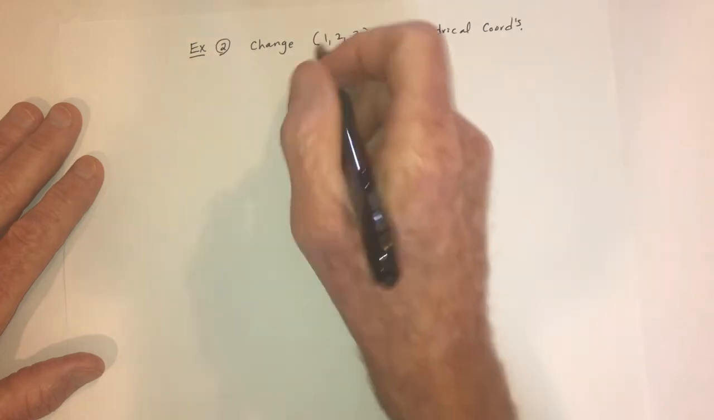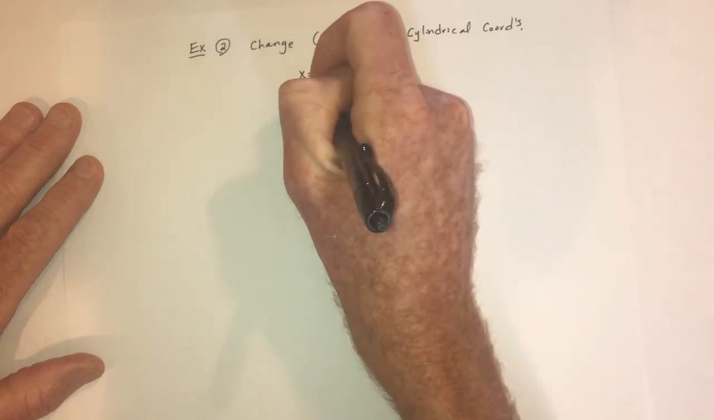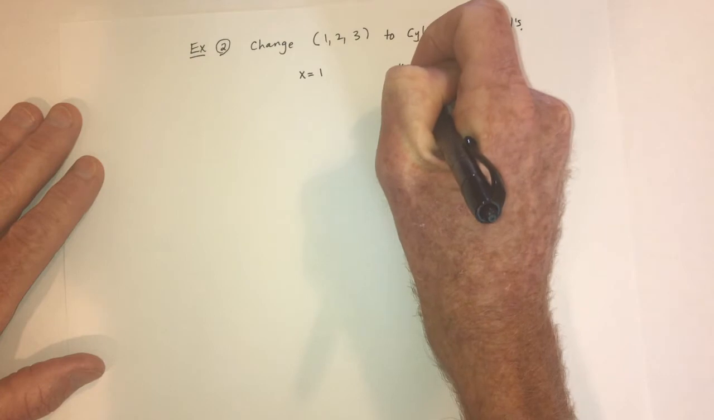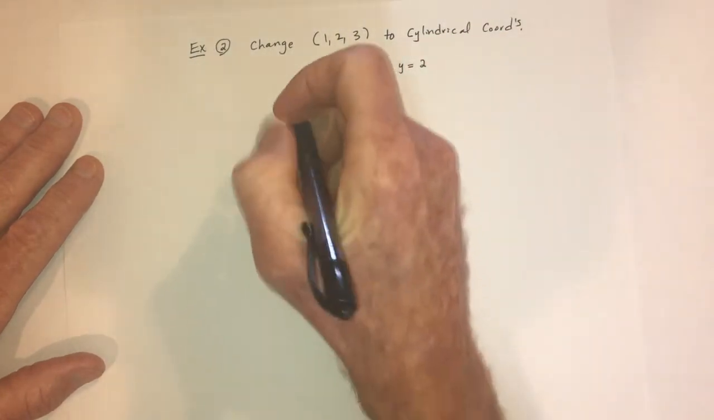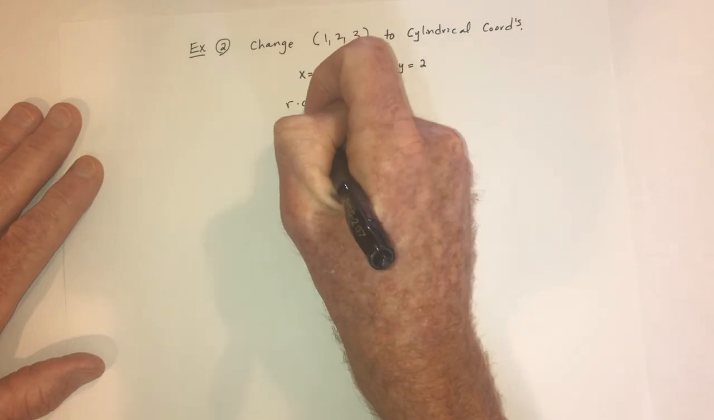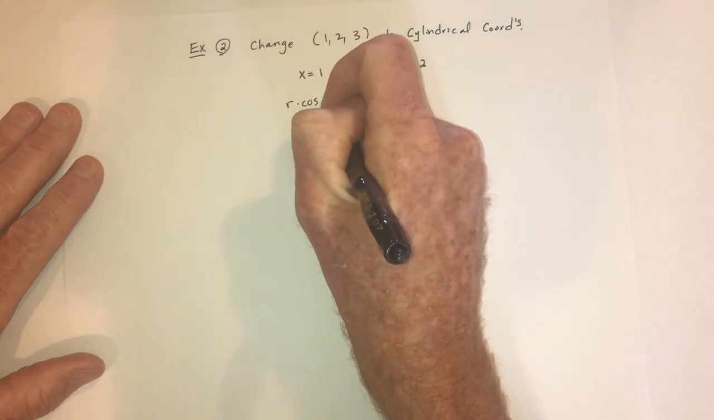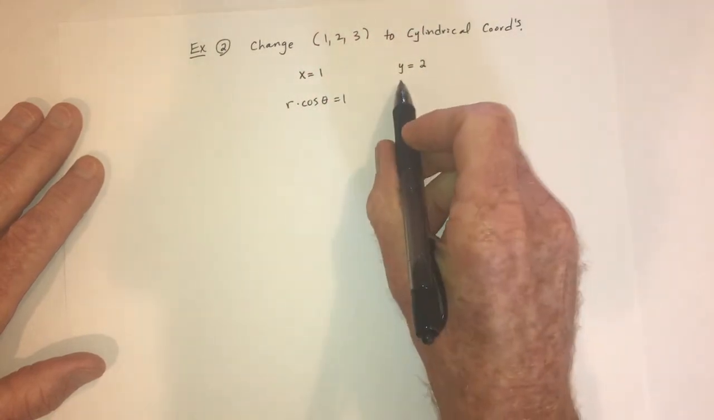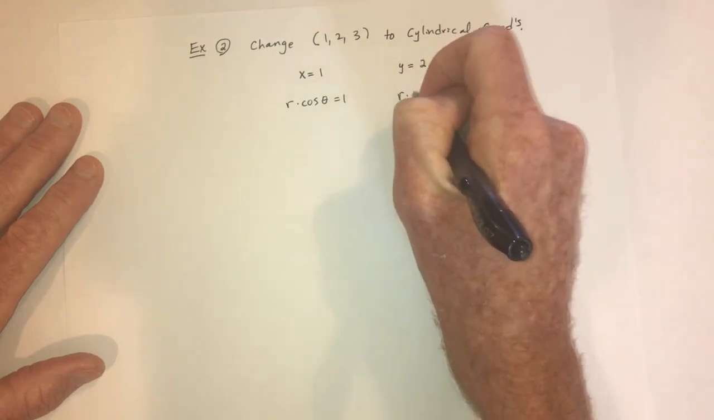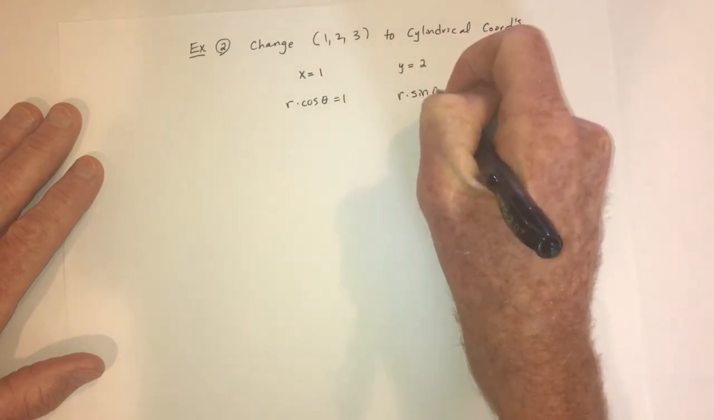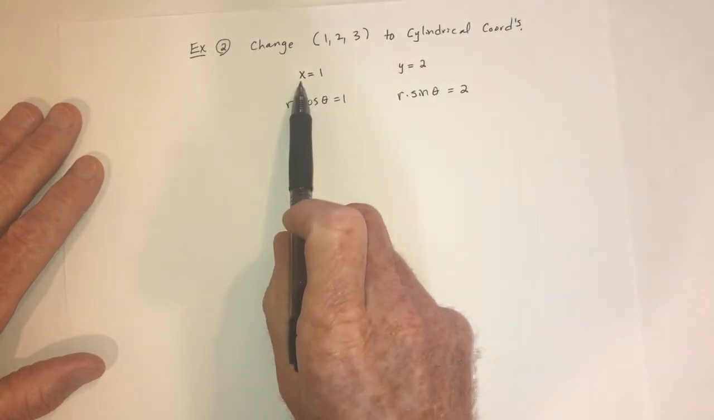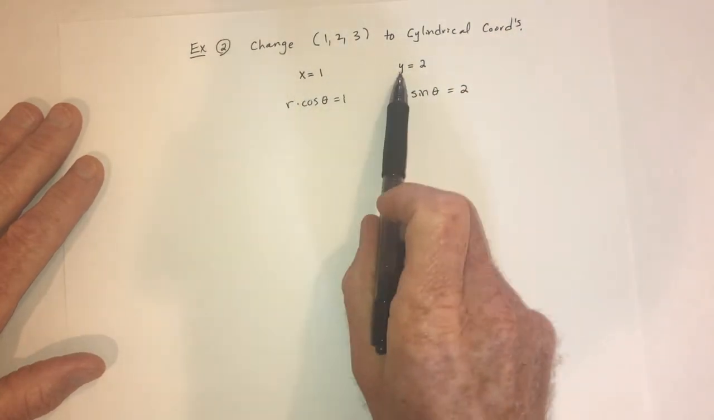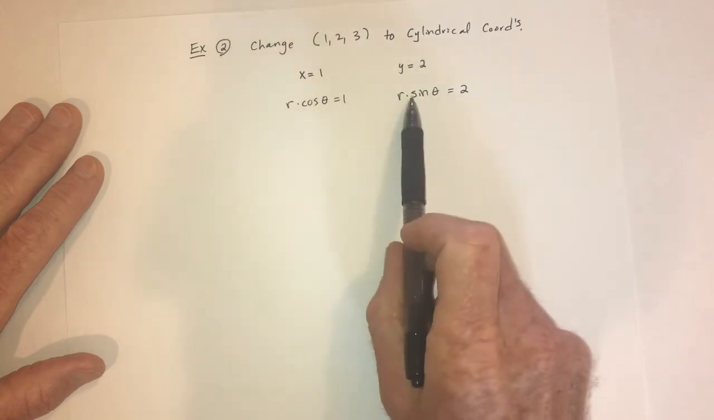But this is what x equals 1, and y equals 2. Well, in polar form, x is equal to r times cosine theta, and y is equal to r times sine theta. The way that I remember those is that they're in alphabetical order. X goes before y, cosine goes before sine.